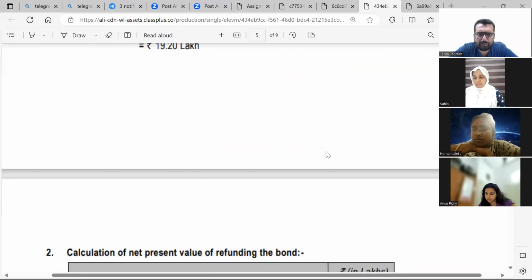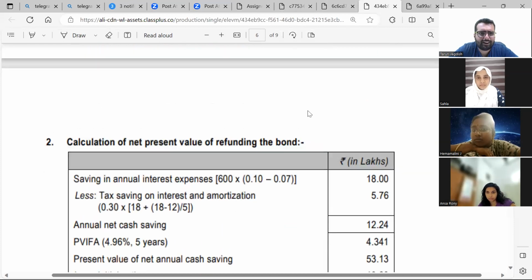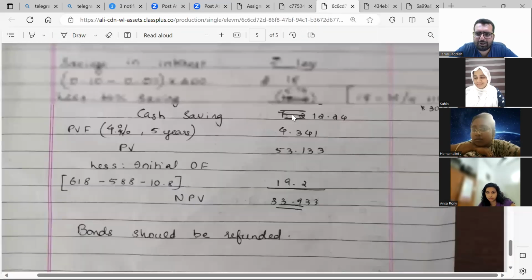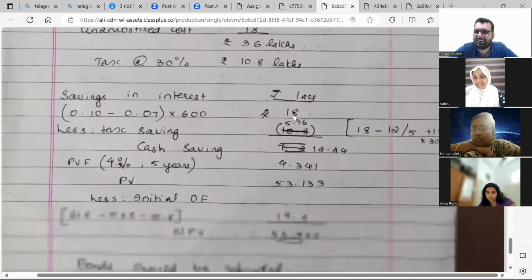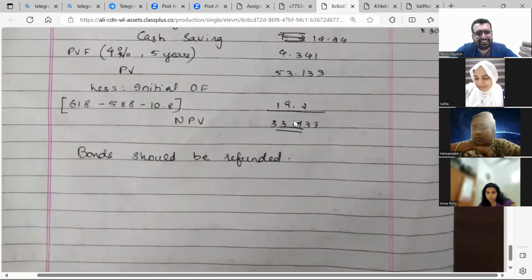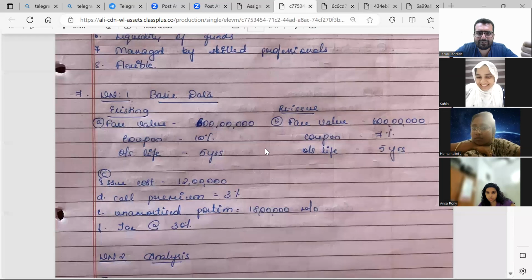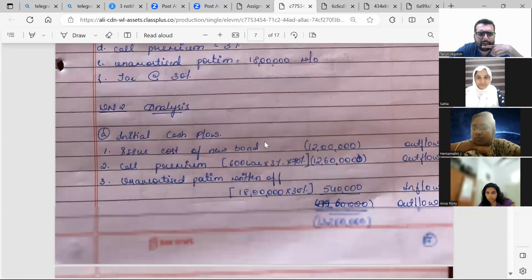33.933. Perfect. It looks like you've by-hearted the answer, Sahala. Exactly the same way you have written. Have you understood the whole question and done it, or you just mugged up the whole answer? No, I haven't mugged up. Excellent, excellent. Good job. Let me see coupon rate, basic data, call premium.